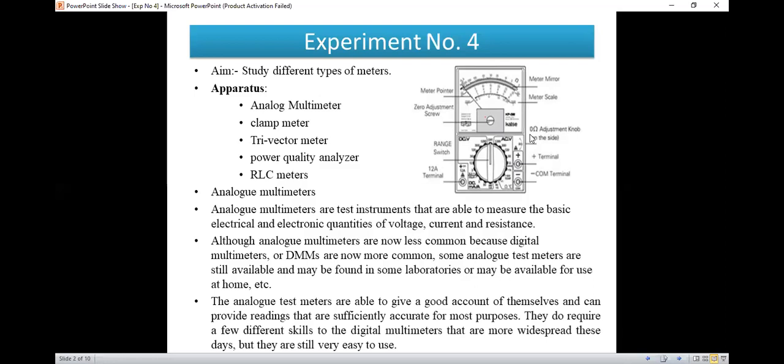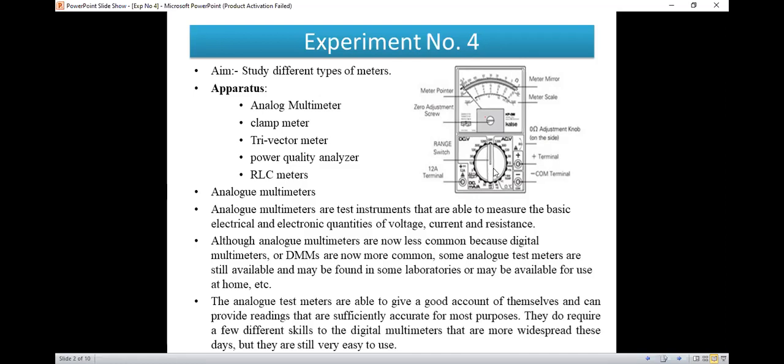See, this is the analog meter. Before using the digital multimeter, we were using the analog meter. This is the picture of an analog meter. It has one scale and one meter pointer, and a screw is provided to set the pointer, to adjust it to 0. There are different quantities we measure, like voltage, current, or resistance, using an analog meter.